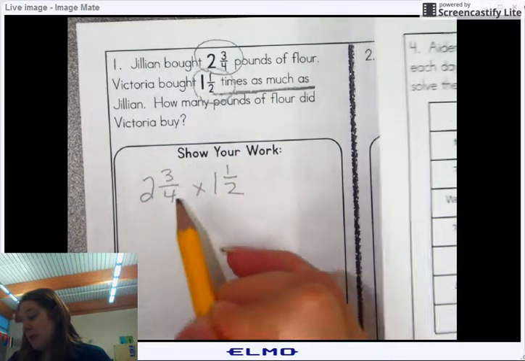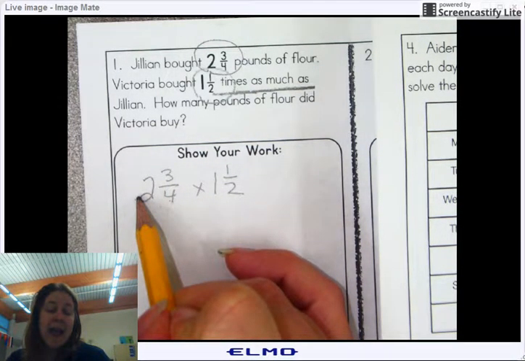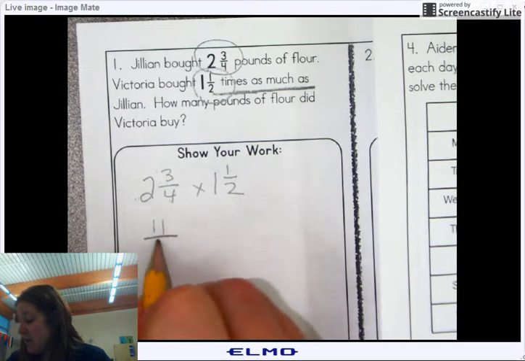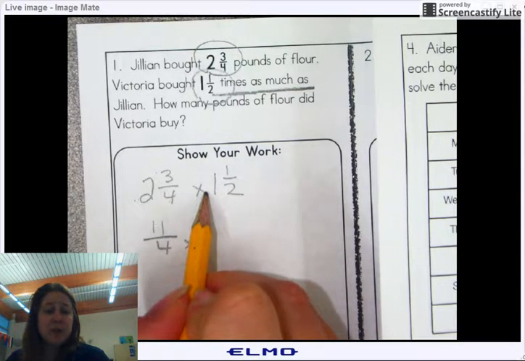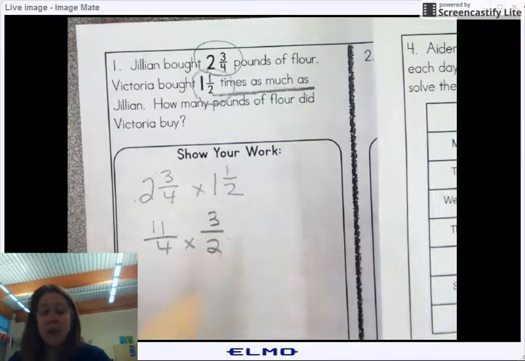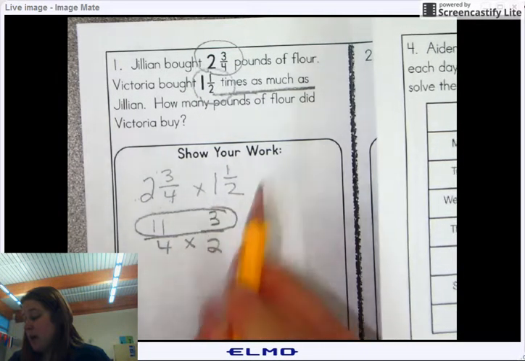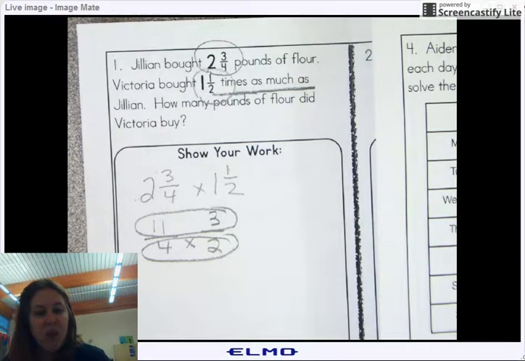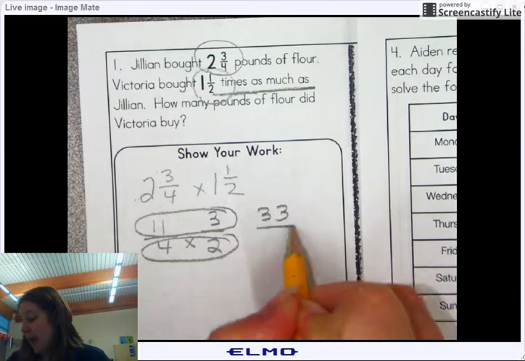So what you're going to do right here is you're going to change this into an improper fraction. 4 times 2 is 8 plus 3, 9, 10, 11. So now we have 11 fourths times 2 times 1 is 2 plus 1 is 3. You have 3 over 2. And now we are working with multiplying it straight across. And you will do your hamburger buns. And what you're going to get is 33 eighths.